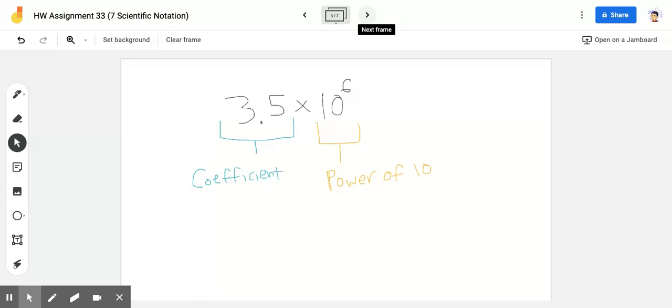Two parts to a number in scientific notation that we'll talk about. Obviously, our power of 10 has a base of 10 and an exponent of 6. You know, that's the terminology we've gone through. We can call this whole thing a power, specifically a power of 10. 3.5 is what we're going to call our coefficient. So our coefficient is whatever this factor is that's being multiplied by our power of 10.